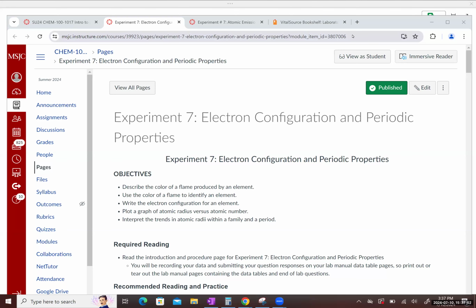Okay, so let's get started with today's laboratory run through. Today we're going to be looking at Chem 100 Experiment 7 concerning electron configurations and periodic properties.